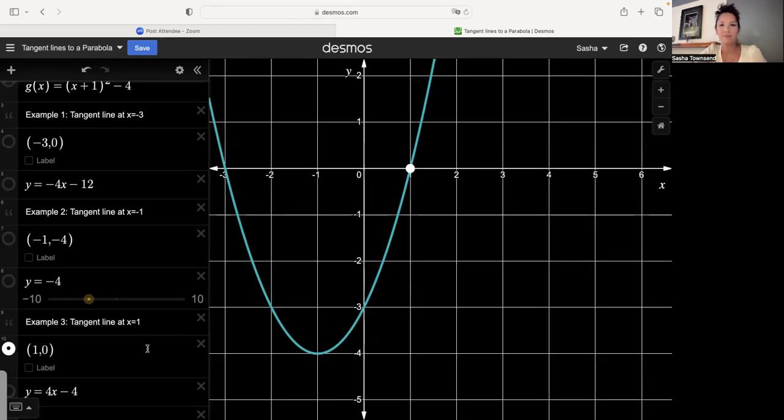So we plot that point. When x is 1, y happens to be 0.